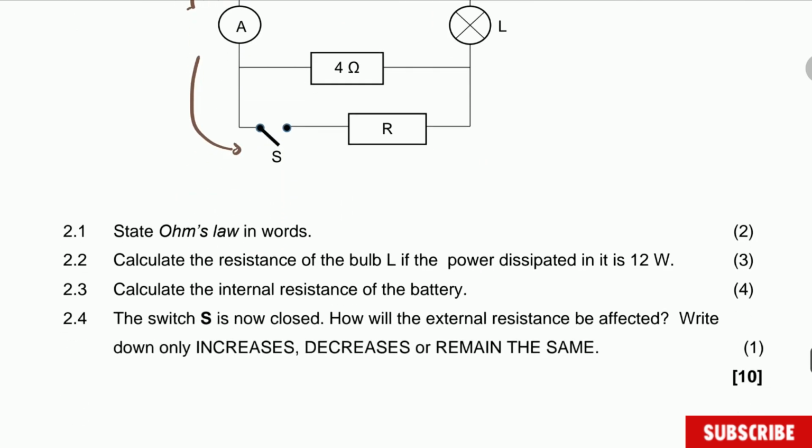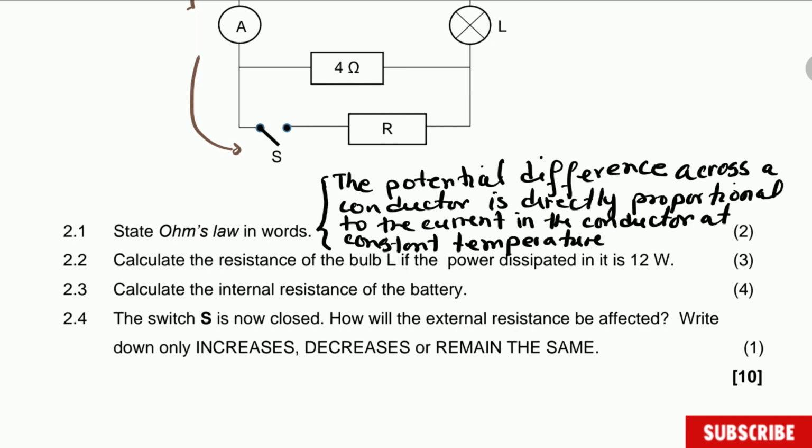So the first question says: state Ohm's law in words. And what does Ohm's law state? It states that the potential difference across a conductor is directly proportional to the current in the conductor at constant temperature. So potential difference is directly proportional to the current. That is the very first important part of this definition, but it's not the only one. You have to say that this is happening at constant temperature.